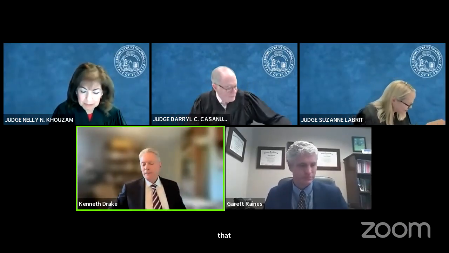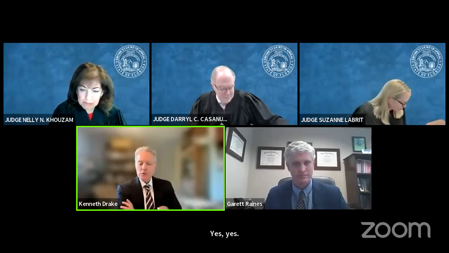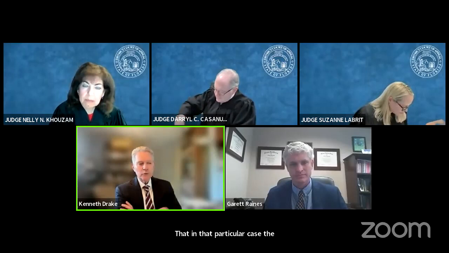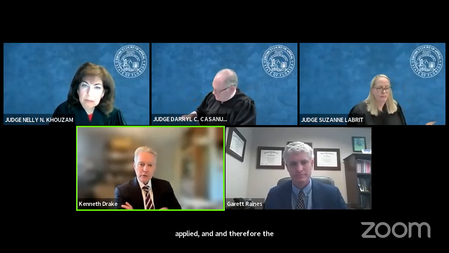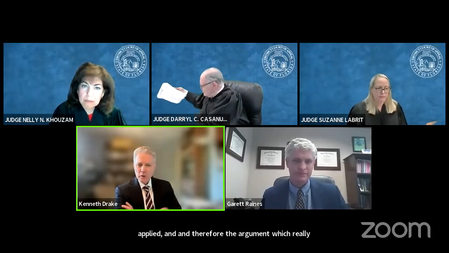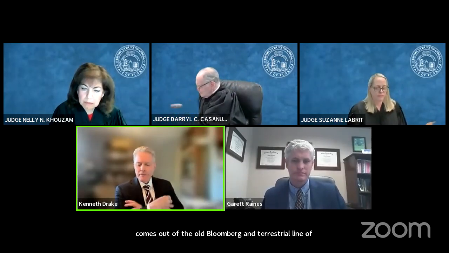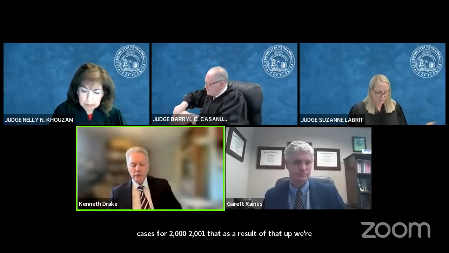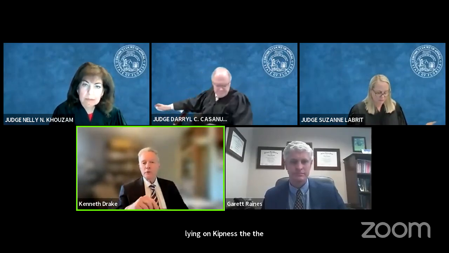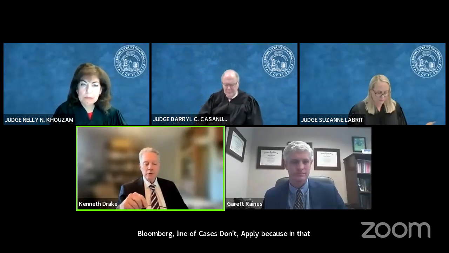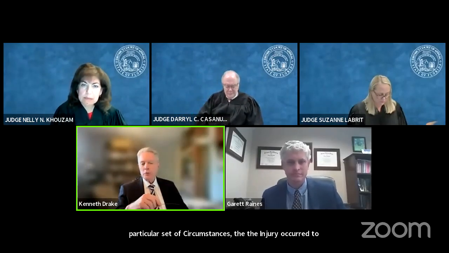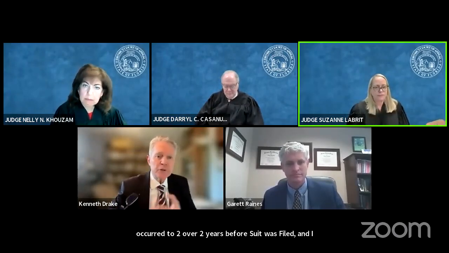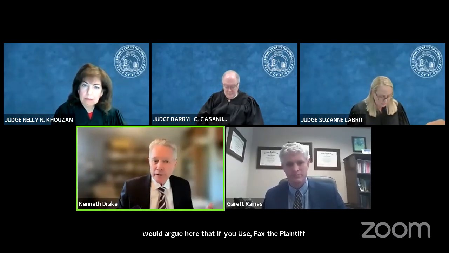In any event, in that particular case, the first injury rule applied, and therefore the argument, which really comes out of the old Blumberg and Teresito line of cases from 2000 or 2001, that as a result of that, relying on Kipnis, the Blumberg line of cases don't apply because in that particular set of circumstances, the injury occurred over 2 years before suit was filed. And I would argue here that if you use the facts that plaintiff says apply, we haven't fleshed those facts out at all.